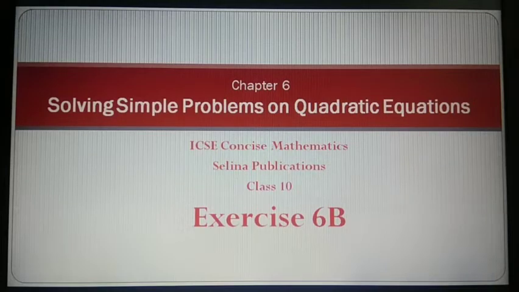Hello my dear students. So let's continue with our exercise 6b. Till yesterday we have seen till question number 7. Today we are going to continue with the remaining questions.